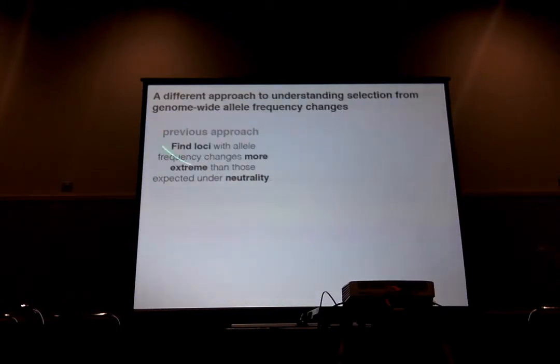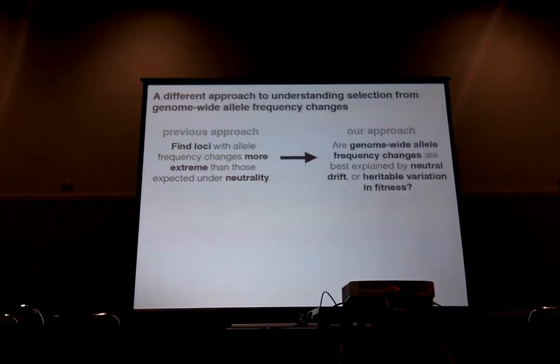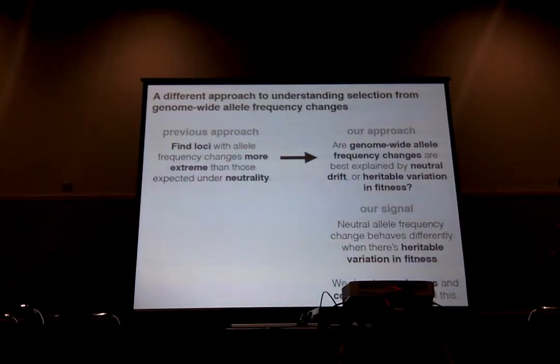So the work that Graham and I are doing takes a different approach. Whereas the previous approach is to find the loci with allele frequency changes too extreme to be caused by neutrality alone, what we're asking is, are genome-wide allele frequency changes consistent with a model of heritable variation in fitness, or are they more consistent with a model of neutrality? And we're using a different signal here.